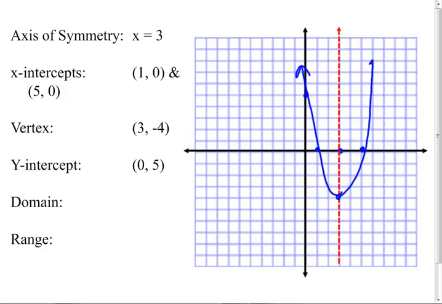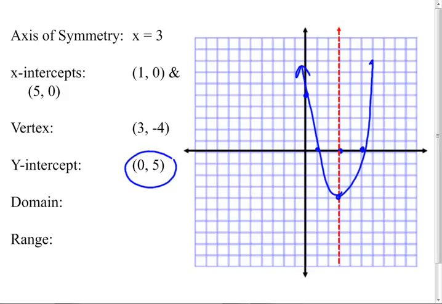This one says the y-intercept is 0, 5. These are good enough, really. The vertex and the two intercepts are probably good enough. Should be a curve. Yeah, that's right. And then 5 is up here. 0, 5 is up on the y-axis. No, that's 3, -4. The vertex is the lowest point or the highest point, depending on how the parabola opens.